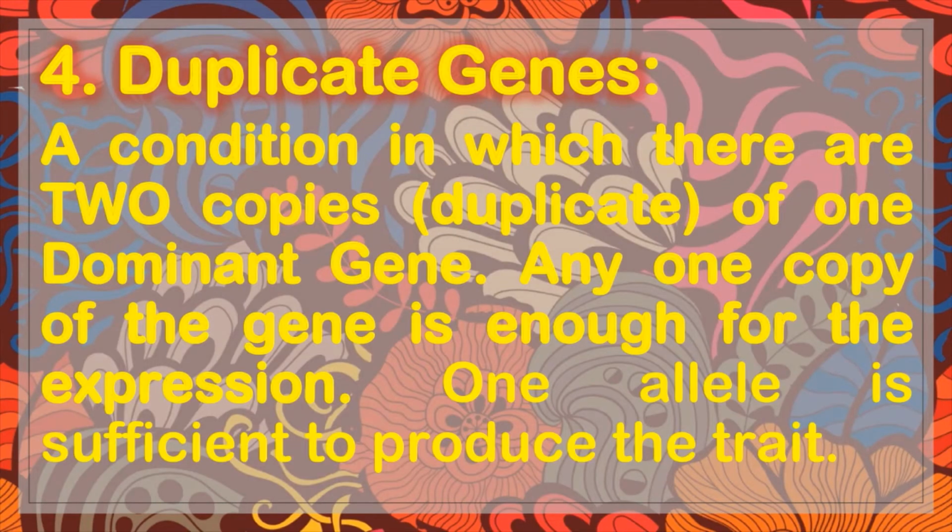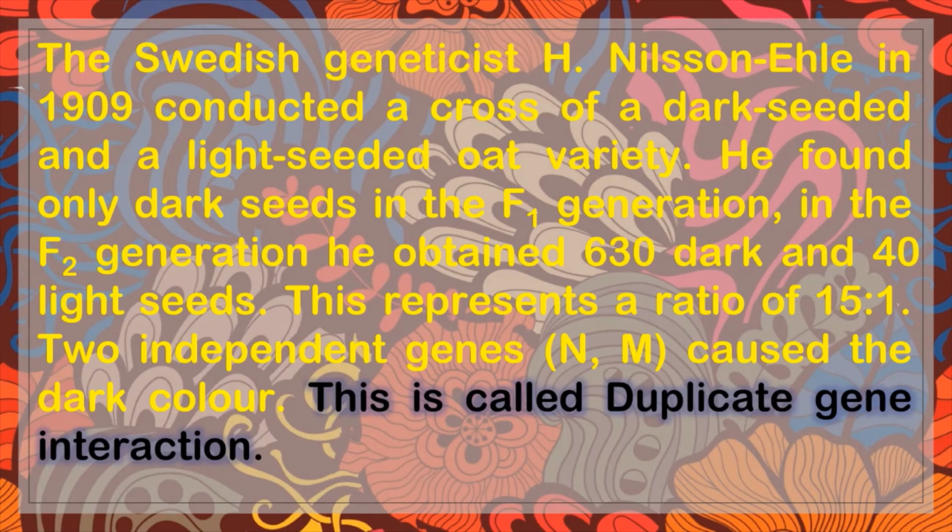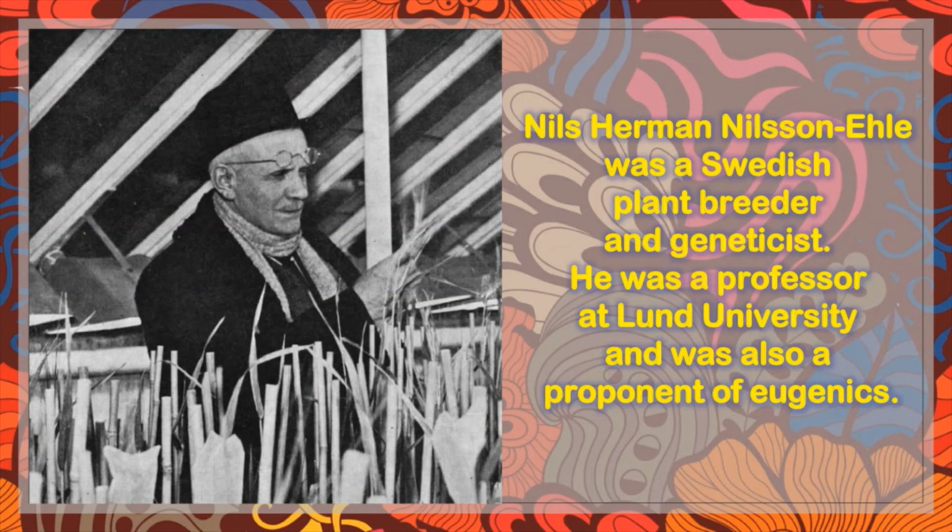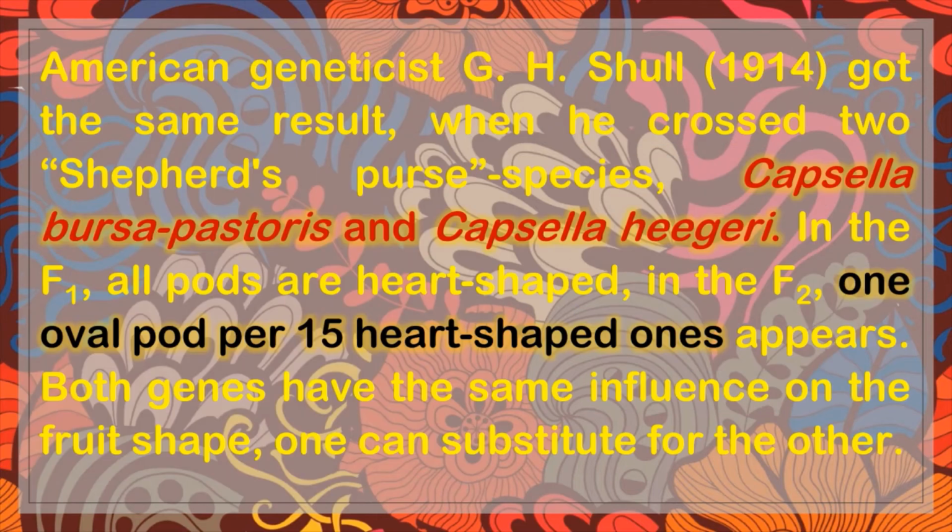In duplicate gene interaction also, there are 2 different genes that code for a single trait or a character. Here also you get 2 different kinds of phenotypes. Here 2 different genes are involved in the expression of one trait. Any one dominant allele is enough. So the dominant allele is present in duplicates. You have 2 copies of the same dominant gene. Any one gene is enough for the expression of the trait.